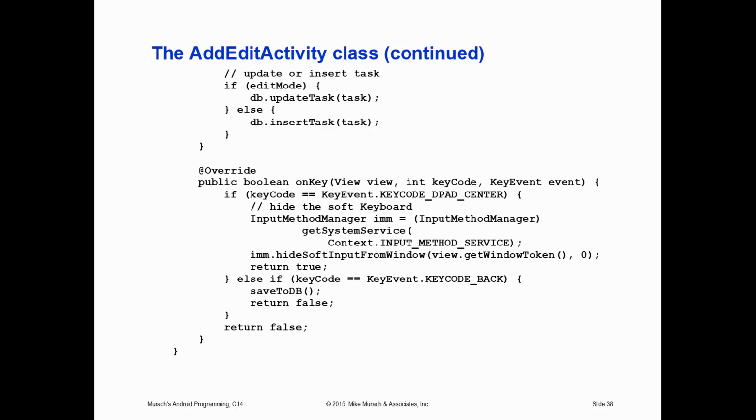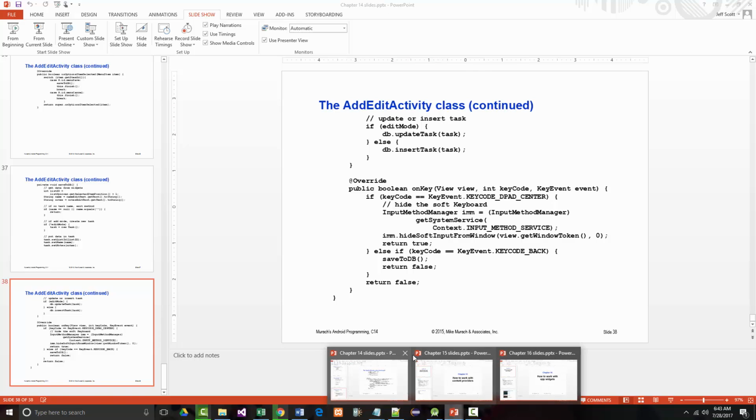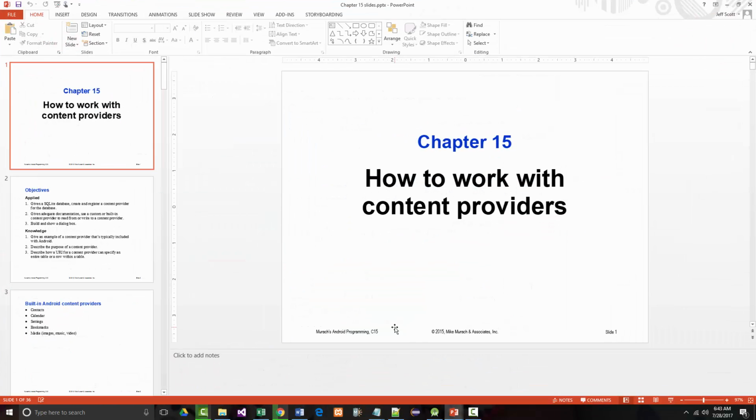In Chapter 15, which is next, we'll learn how to make the data that we've been working with in this database available to other apps, and also how to work with other system databases that are available to this app. So that'll be working with content providers, and we will come back and go over that information in Chapter 15 shortly.